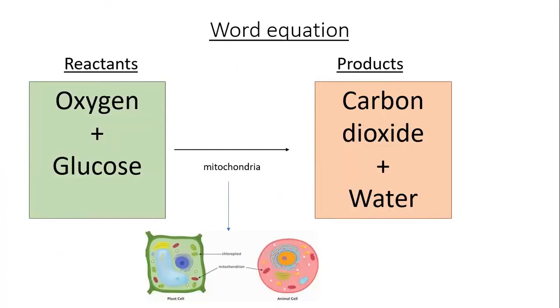As we can see in the diagram, you've got an animal and plant cell, and you can see where the mitochondria is found. And inside the mitochondria, this reaction then happens. Oxygen and glucose react together to give carbon dioxide and water. Oxygen you breathe in, glucose is obtained through digestion.